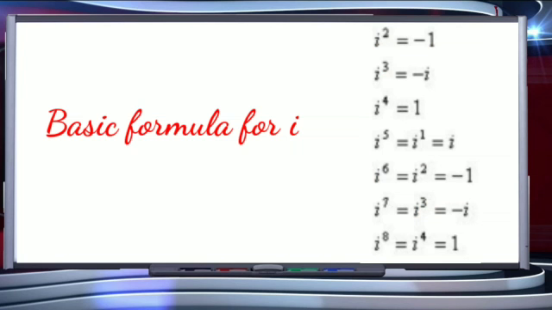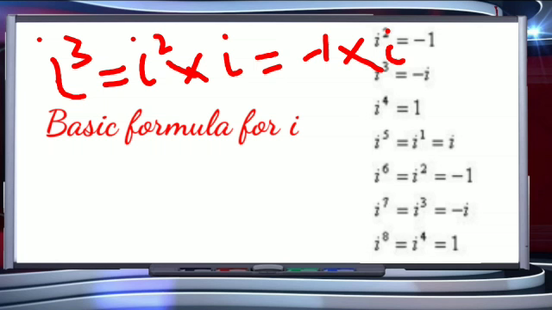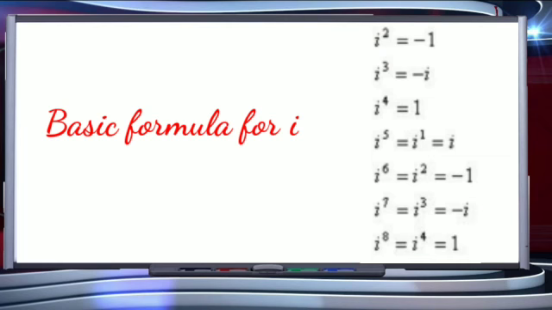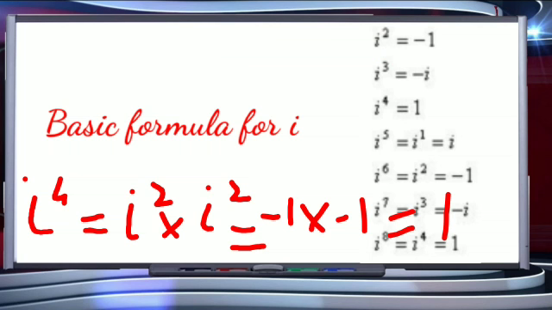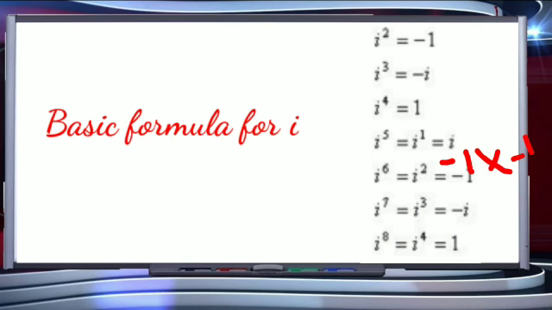Next come some basic formulas for iota, the imaginary unit. Iota square stands for minus 1. So this implies iota cube will be equal to minus iota. How come? Iota cube can be written as iota square into iota. Iota square value is minus 1, so that becomes minus iota. Likewise, iota raised to power 4 is 1. Remember this: iota raised to power 4 is 1 and iota cube is minus iota. Iota raised to power 4 is iota square into iota square, that is minus 1 into minus 1, that reduces to 1.